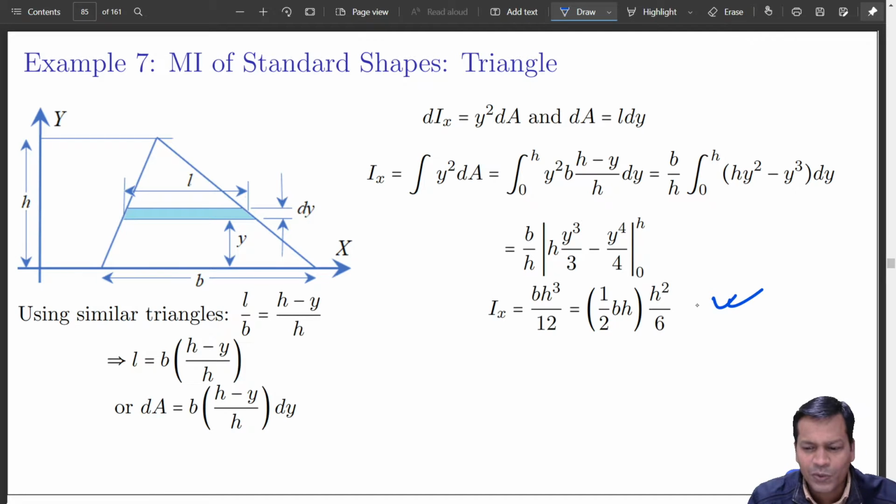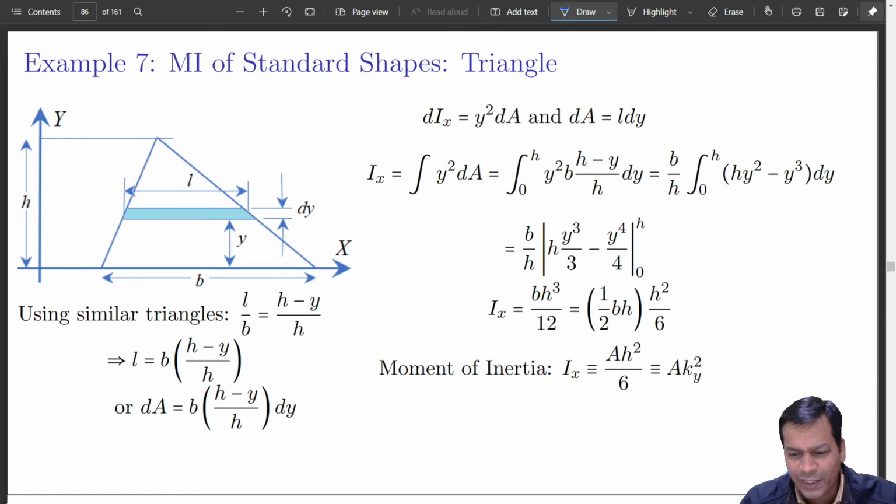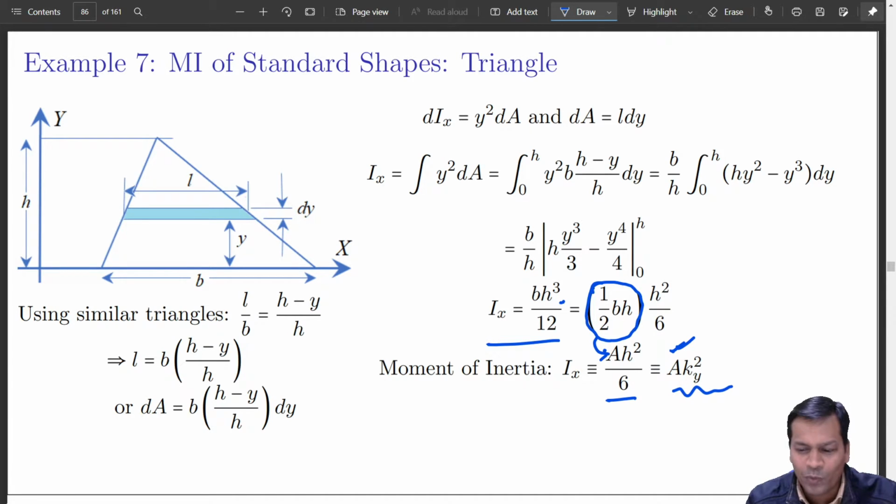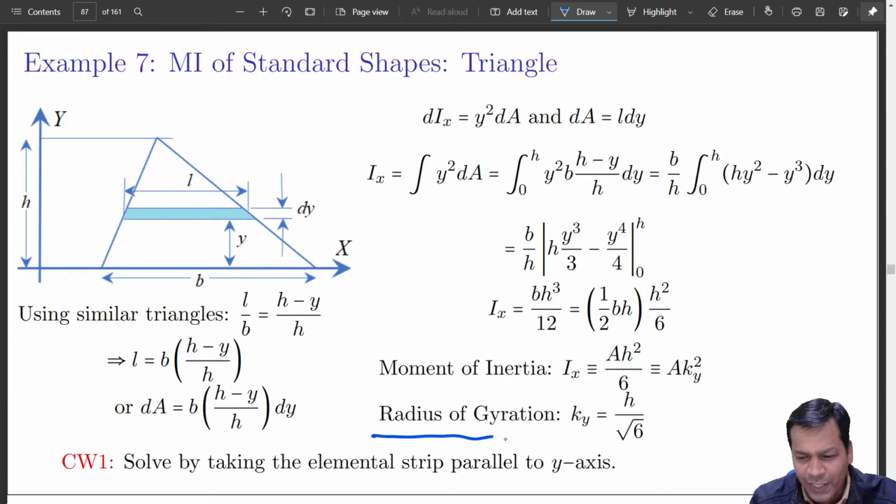So you see, this also can be expressed the way we did it. If you extract this, you can see your area is this, which was sitting inside this one. So I have just segregated that area and wrote it like this: A h squared by 6. If you remember your old formula, how was that? It was M h squared by 6. M was mass, so mass can be replaced by this. So it is A k_y squared. What is k_y? It is the radius of gyration, and it is equal to h by root 6.